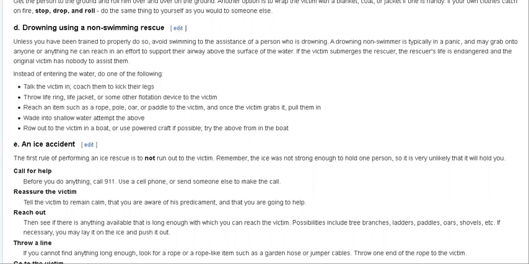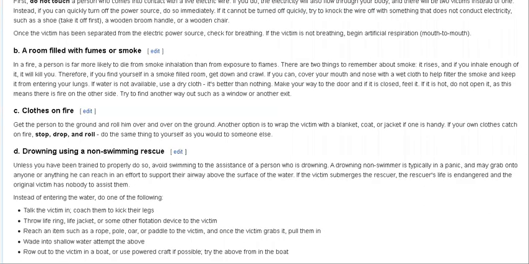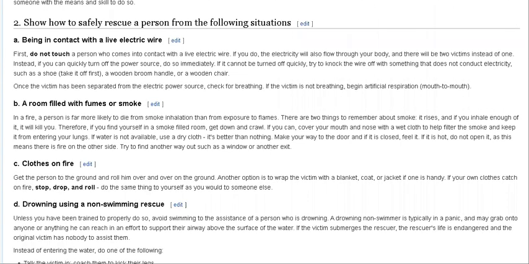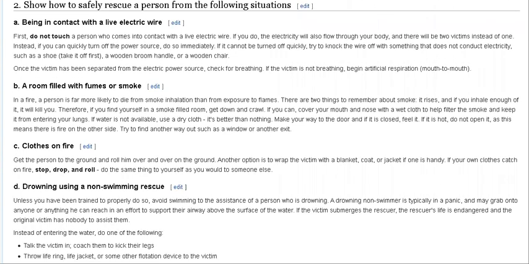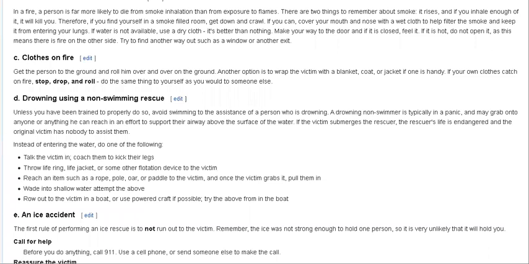And may grab onto anyone or anything you can reach in effort to support their airway above the surface of the water. If the victim submerges, the rescuer's life is endangered and the original victim has no one to assist him. So they're saying the same thing they were saying in ADA about not touching the person. Basically, guys, if you want to save somebody, you have to make sure you are safe first to help the person. Okay, that's the important thing you have to remember.